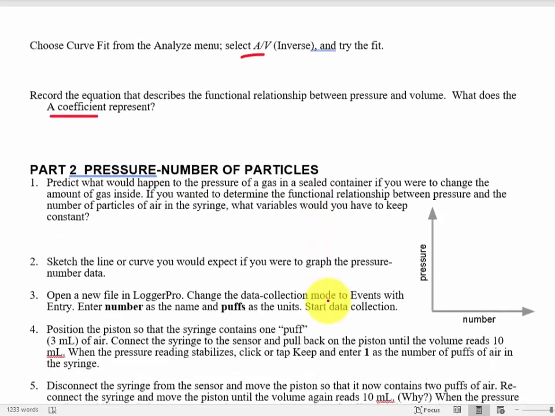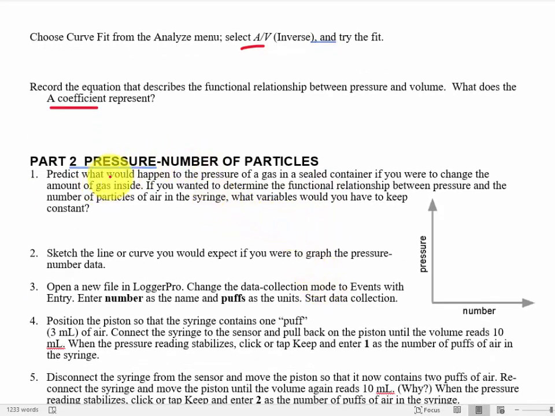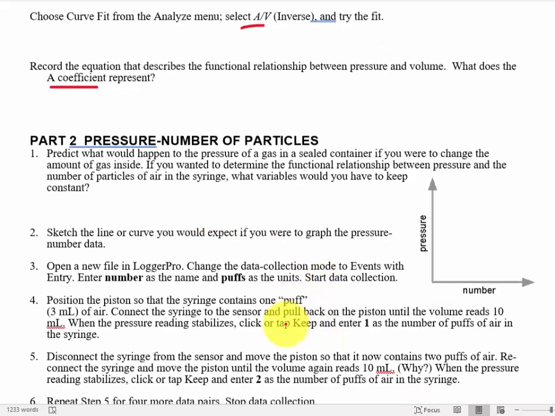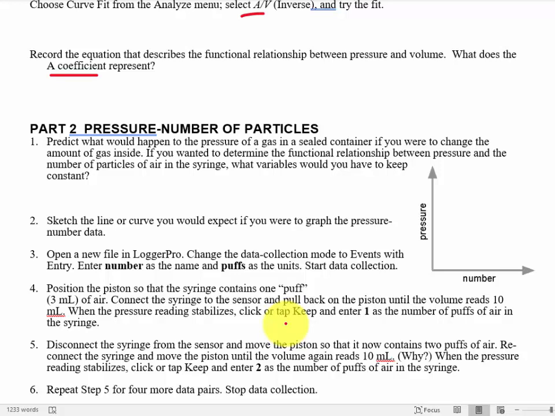and what should that coefficient represent. Then what we're going to do is take a look at the pressure and the number of particles, and so we're going to start off with certain volumes, and we're always going to go to the same volume, essentially messing around with how much air. Now, it's very, very hard to measure how much air, so we're going to talk about puffs of air.